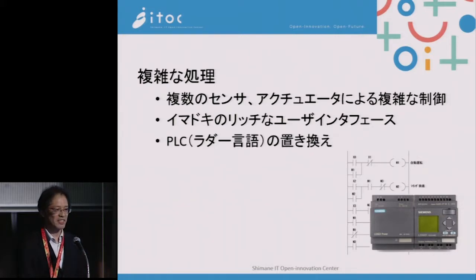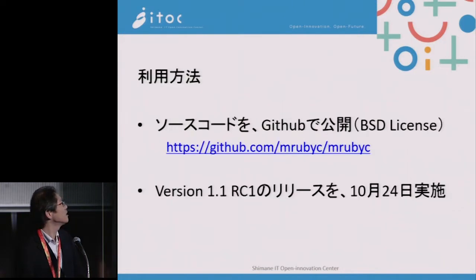So there is PLC, which is often used at factories. This language has been used for such a long time, but it's not really capable. It's not capable of handling the complexity that is required today. So for that, if we use Ruby, then it is possible to handle what is required.